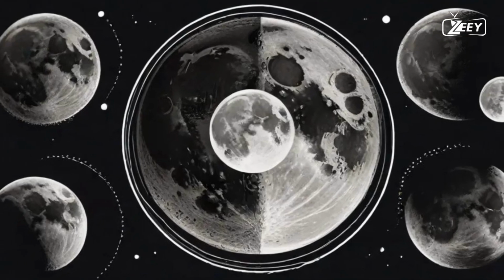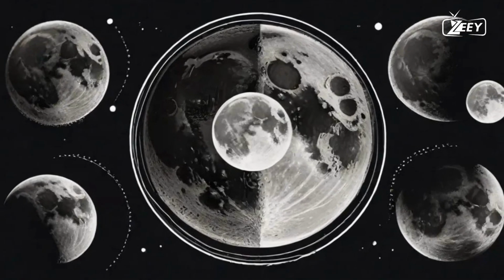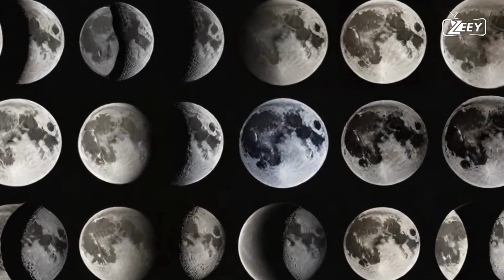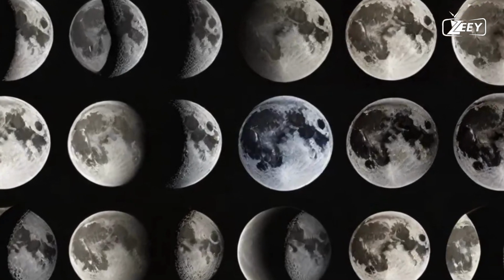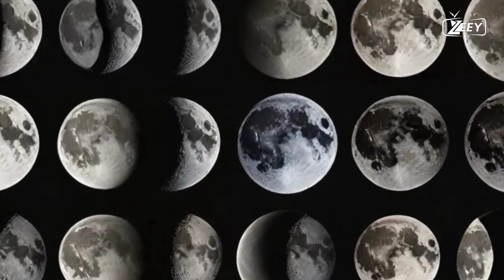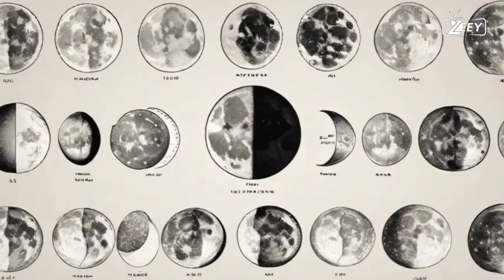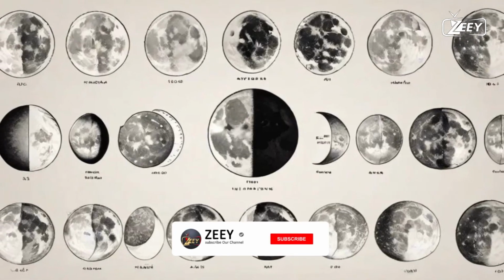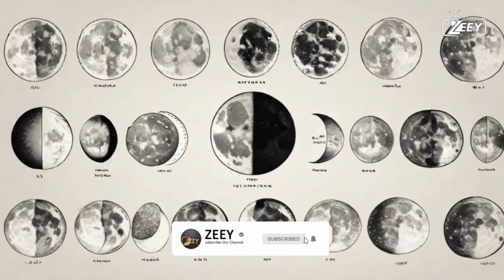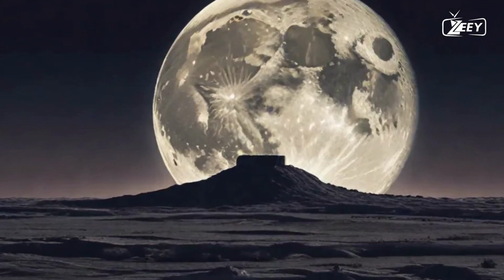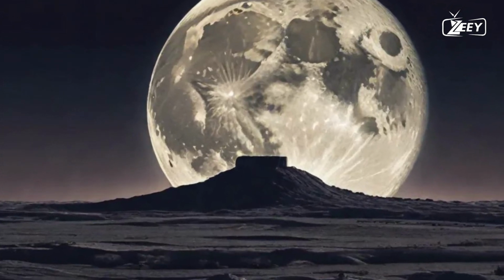The moon has captivated our imaginations, influencing culture, art, and even our calendars. From ancient civilizations that relied on the moon for agricultural planning to modern science that studies its effects on Earth, the moon plays a vital role in our lives. But what exactly causes the moon to change its appearance? Let's dive into the science behind it.